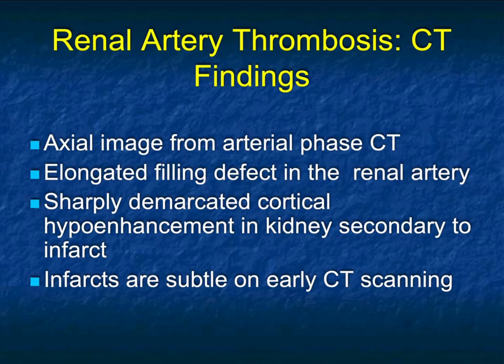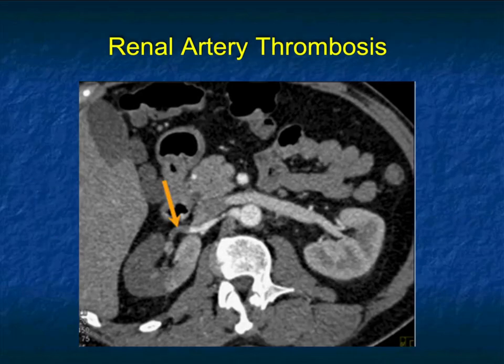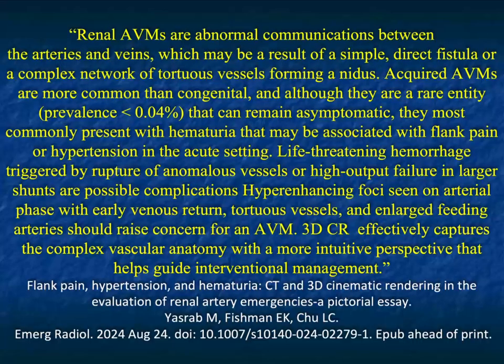It's also important to note that when it's an incidental finding, sometimes infection and infarction can look very similar. Here's a really nice example of perfusion changes and infarct in the right kidney, but you also see the thrombus in the patient's right renal artery.